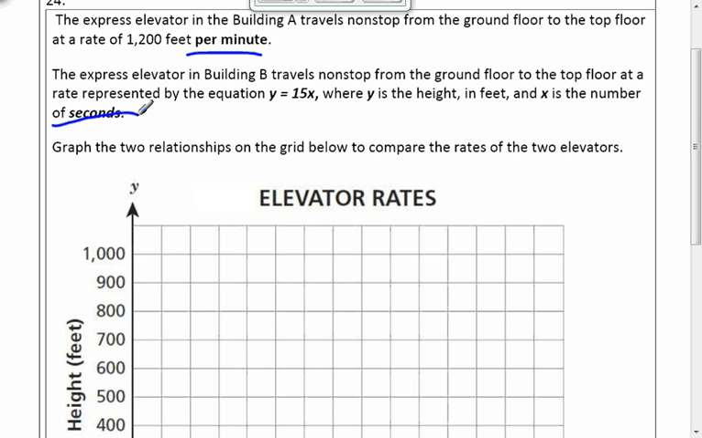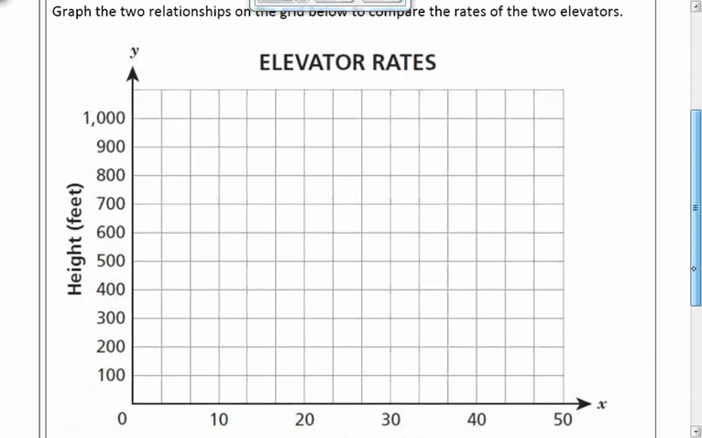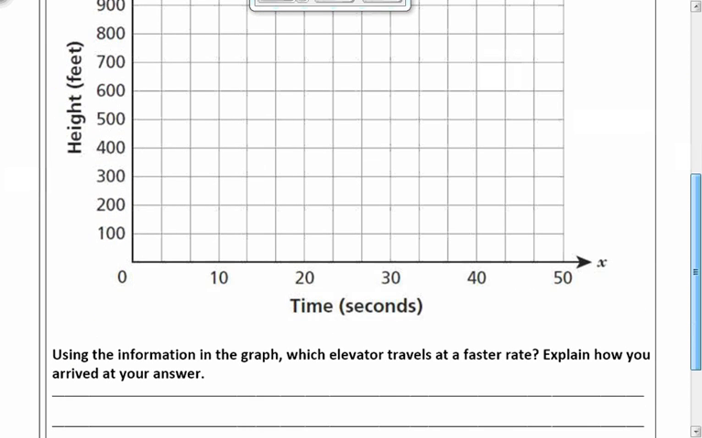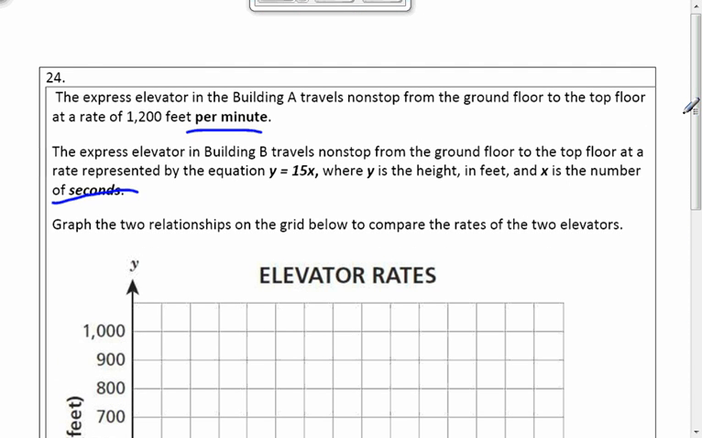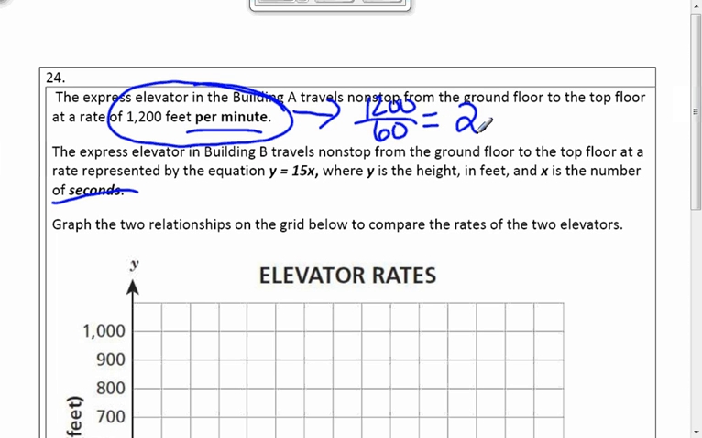That's a problem. If you want to compare two numbers, they have to be the same unit. So I'm going to look at my graph, because that's going to be a clue of what unit I should use. Do I want to use seconds, or do I want to use minutes? Well, obviously, I want to use seconds, since that's what it gives me here. So I'm going to convert this 1,200 feet per minute to seconds. There are 60 seconds in a minute. 1,200 divided by 60 equals 20 feet per second.